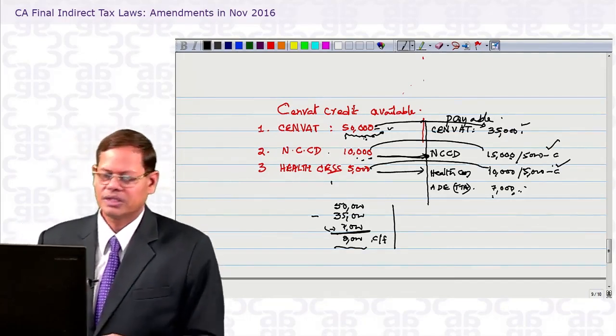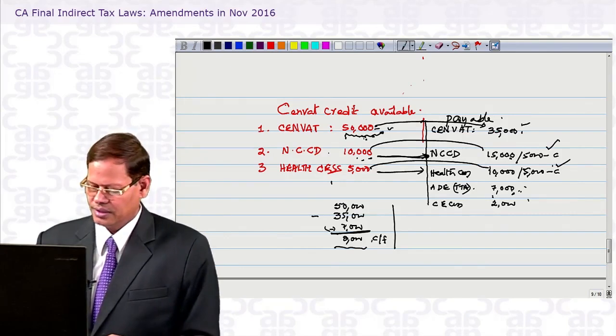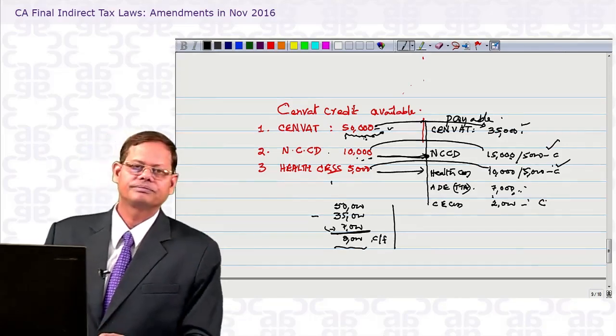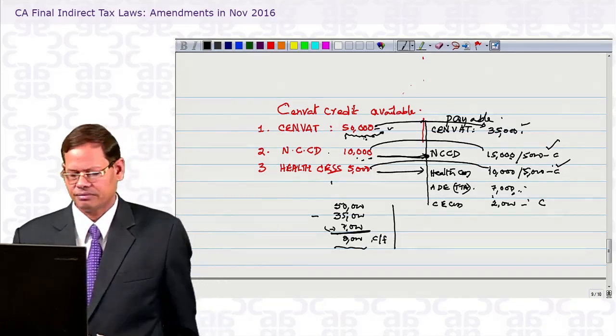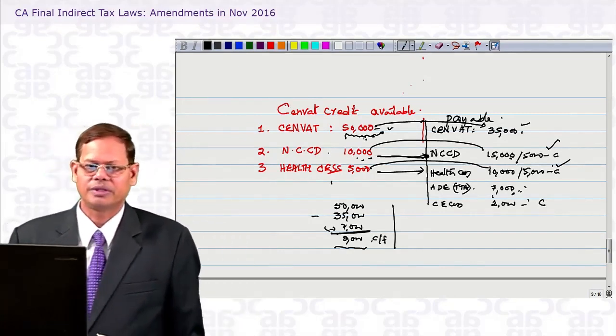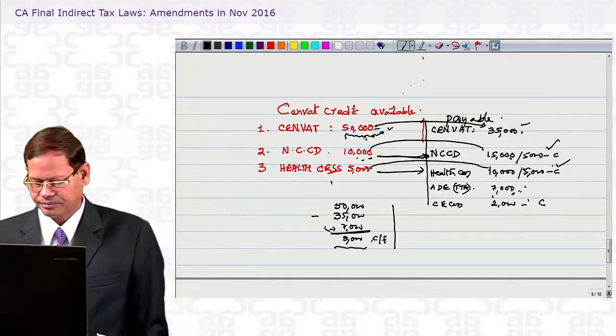Suppose in the question I say clean environment cess is also payable, say 2,000 rupees. How do you pay? This cannot be paid from any CENVAT credit at all. So this is again in cash only. This is always in cash. At least for NCCD and health cess, there is a possibility, but in this case that is not possible. It is always in cash.